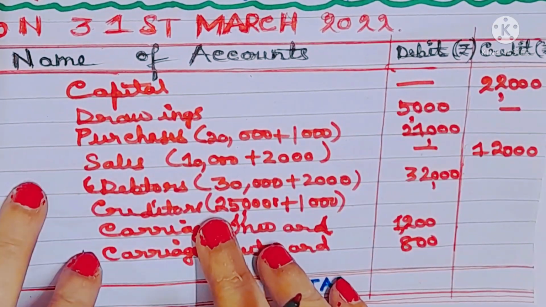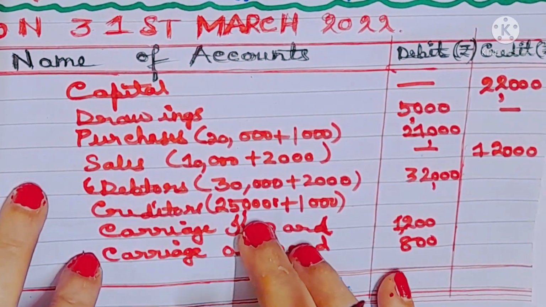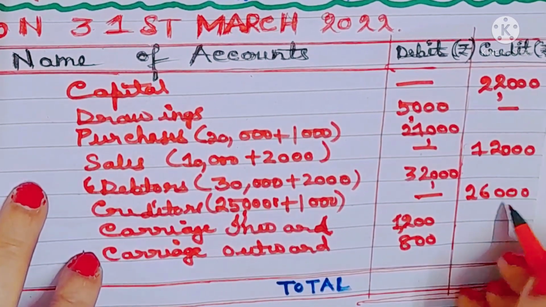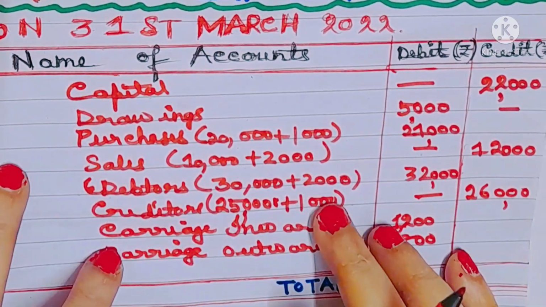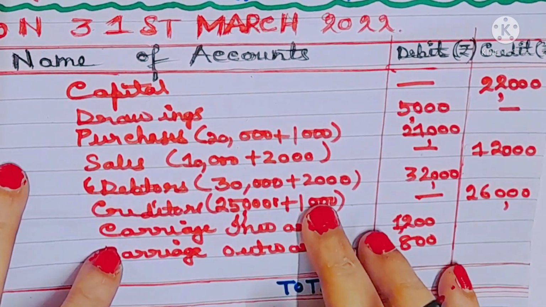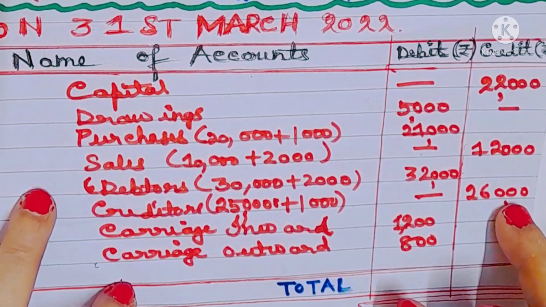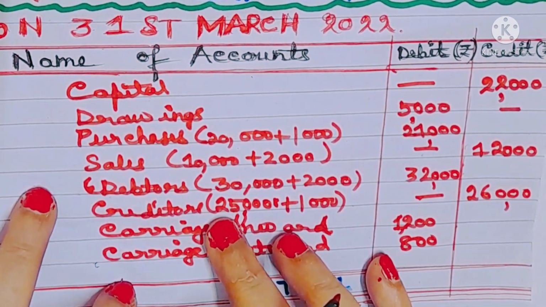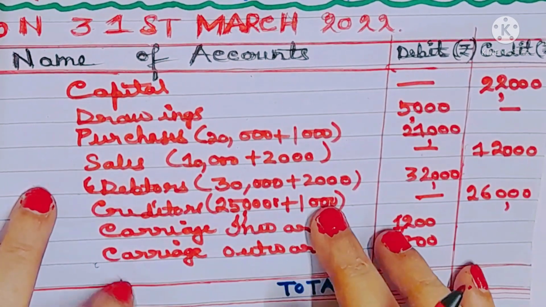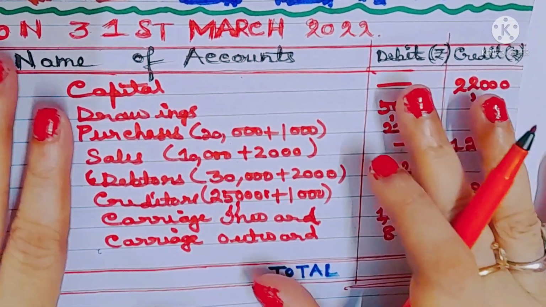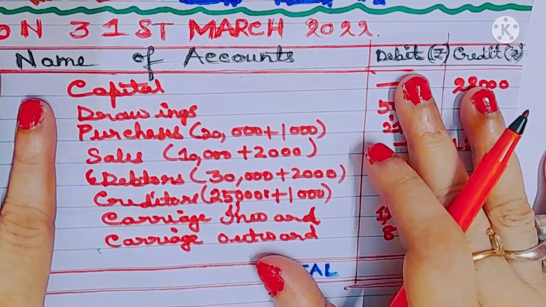Understood? So what is the total creditors? 25,000 plus 1,000, that is 26,000. So why do creditors have a credit balance? Because creditors come under personal account. According to personal account, the giver of the benefit is credited. Here creditors is the giver of the benefit. So creditors will be credited. Understood? So now we have recorded all the adjustments and we have rectified everything.